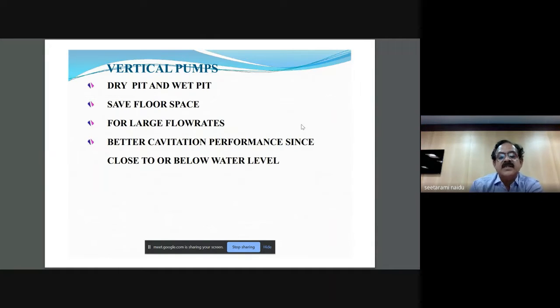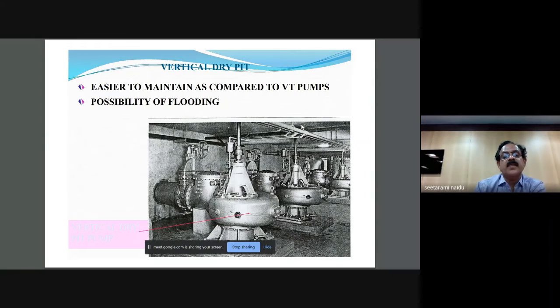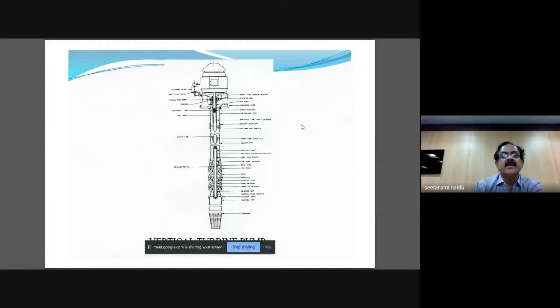So you can see that for large discharges, in most places VT pumps are used, and the pump house is very much smaller compared to other centrifugal types of pumps. This is a vertical turbine pump, but with dry pit arrangement. This is wet pit, where the turbine is directly immersed in the sump. The motor is at the top, and with the help of a bend, delivery takes place.